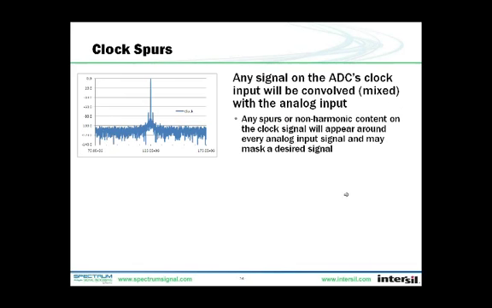Another important aspect is the clock. Any signal on the ADC's clock input, and that includes noise or any spurious tones, will be convolved or mixed with the analog input signal at the ADC's output. Any spurs or non-harmonic content on the clock signal will appear around every analog input signal and may mask a small desired signal adjacent to a larger signal.